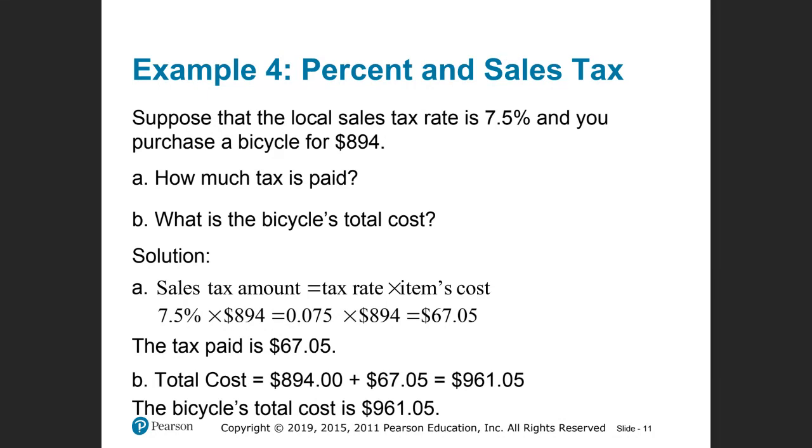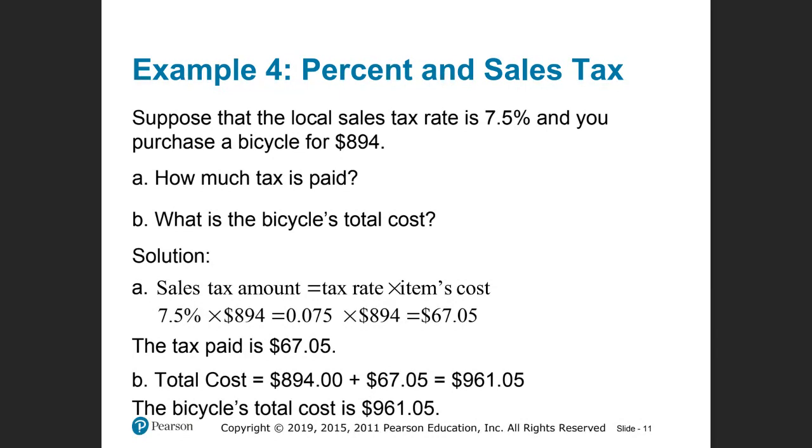Suppose that your local sales tax rate is 7.5%, and you purchase a bicycle for $894. How much tax do you pay? And what is the total cost for the bike, which would include the tax? So the sales tax amount is equal to the tax rate times the cost of the item, which is 7.5% times $894.